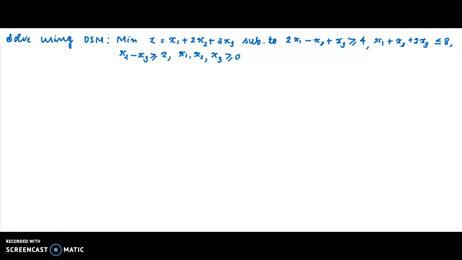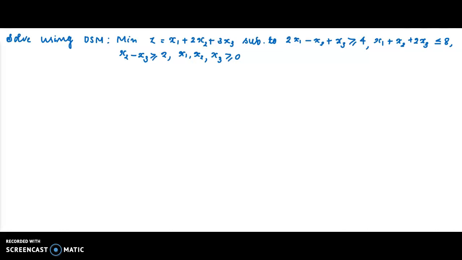Hello students, today we are going to solve another problem using our simplex method. The question is minimize z equal to x1 plus 2x2 plus 3x3 subject to 2x1 minus x2 plus x3 greater than or equal to 4, x1 plus x2 plus 2x3 less than or equal to 8, x2 minus x3 greater than or equal to 2, x1, x2, x3 greater than or equal to 0.